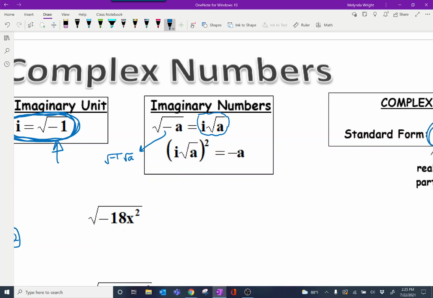Okay, and this, we actually just did a problem like this where this was distributed, and it gave us i squared, the square root of a squared is a, and we know i squared is -1. That's what gives us that result.